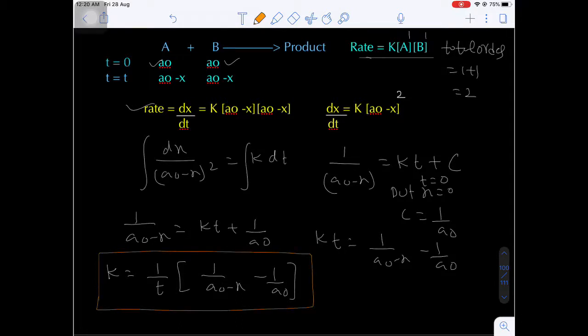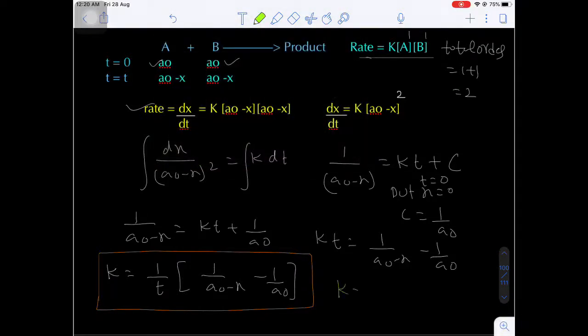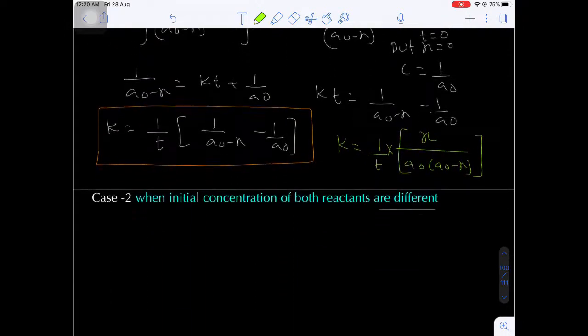Are you getting my point? Otherwise you can take the LCM also here. K is equal to, what is the LCM here? A naught into (A naught minus x). So in the numerator you will get A naught minus of (A naught minus x). So minus A naught plus A naught gets cancelled. In the numerator you will get x. And in the denominator there is one more time t. So k is equal to 1 by t into x by [A naught into (A naught minus x)]. This is also a second order rate constant expression.